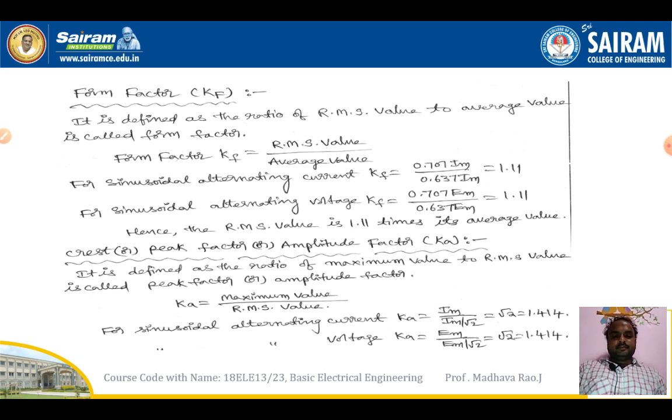Peak factor. It is defined as the ratio of maximum value to RMS value, and is called peak factor or amplitude factor. Ka is equal to maximum value by RMS value. For a sinusoidal alternating quantity, Ka is equal to Im by root 2, since the RMS value is Im by root 2. Substituting, you will get root 2, which is equal to 1.414. Similarly, for sinusoidal alternating voltage, Ka is also 1.414.